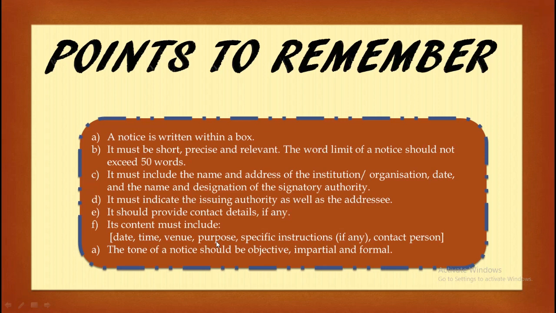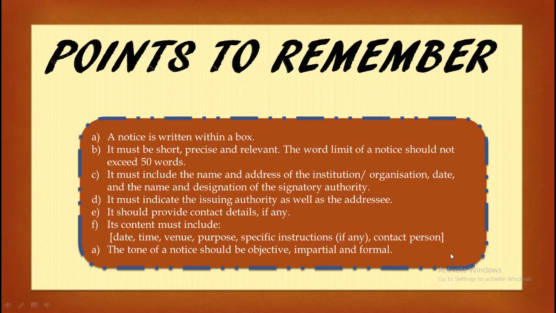For example, you are writing about a meeting in your school. So on what date is that meeting, what's the time of that meeting, what will be the venue, which classroom, maybe the auditorium, maybe the library, any place. Purpose, what do you want to discuss in that meeting, and specific instructions if any. For example, you want to tell that only 6 to 8 students should be there, or 6 to 12 students, or only the student council members should be there, anything like that. If there are some specific instructions, you will mention those.